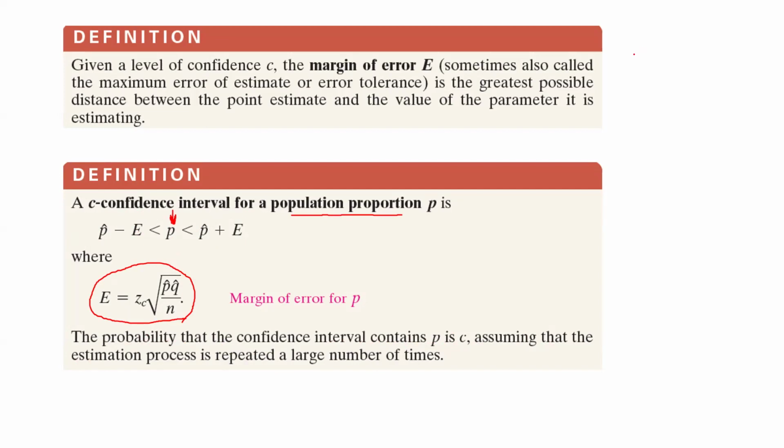Q hat is the opposite of p hat, or 100% minus p hat. So q hat is the probability of failure. P hat is the probability of success, and q hat is the probability of failure.